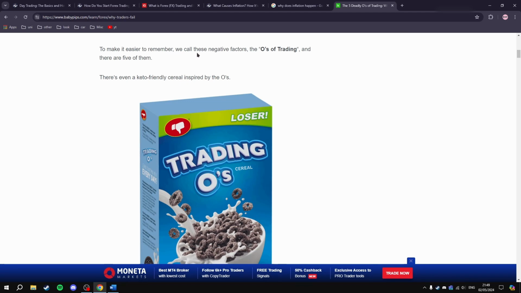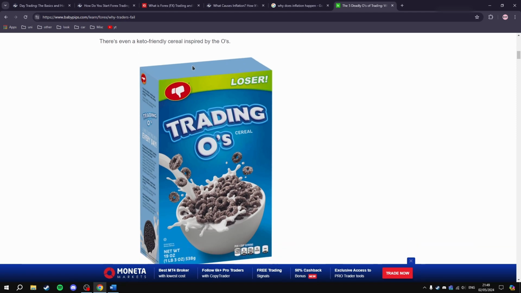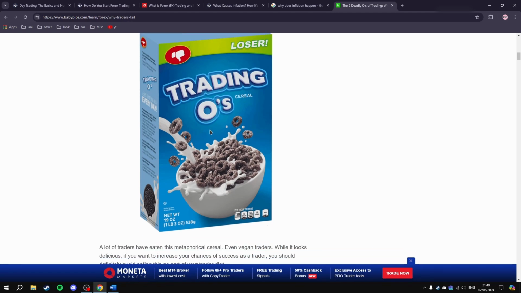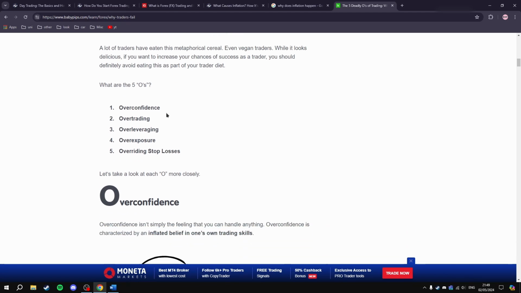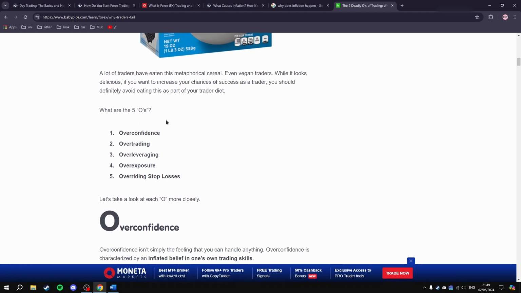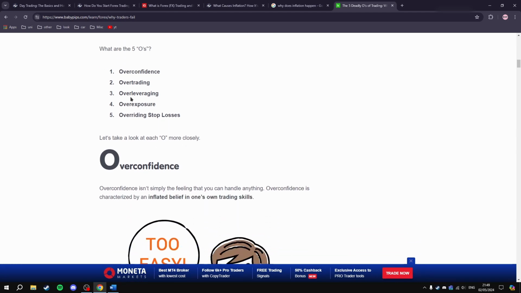To make it easier to remember, we call these negative factors the O's of trading, and there are 5 of them. There's even a keto-friendly cereal inspired by the O's. Trading O cereal, loser. Okay. A lot of traders have eaten this metaphorical cereal, even vegan traders. While it looks delicious, if you want to increase your chances of success as a trader, you should definitely avoid eating this as part of your trading diet. What are the 5 O's?